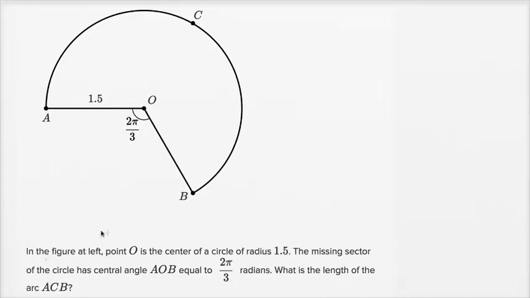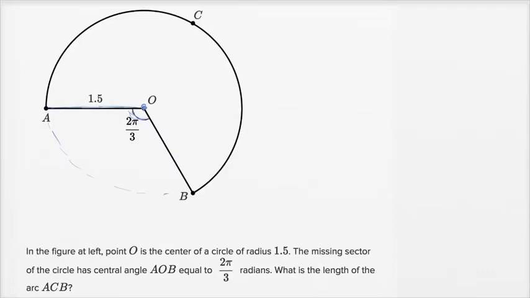In the figure at left, point O is the center of a circle of radius 1.5. We see that right over there. The missing sector of the circle has central angle AOB equal to 2 pi over 3 radians. That's this right over here, and that's the central angle for the missing sector. What is the length of arc ACB?